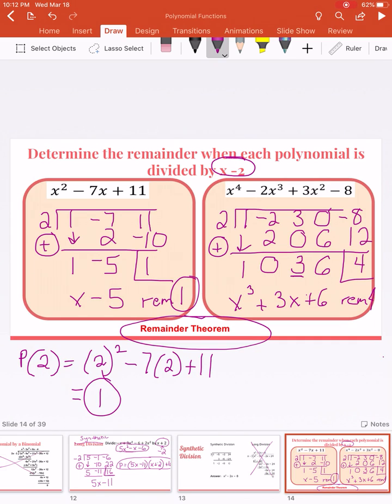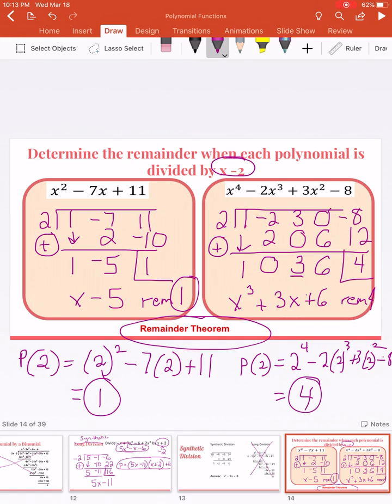I can do the same thing for the second example over here. So again, I'll use a 2 and plug it into my polynomial. So I have 2 to the power 4 minus 2 times 2 cubed plus 3 times 2 squared minus 8. Once again, I'll type that in my calculator, and I should end up with a remainder of 4, which again matches the remainder that I had using synthetic division.